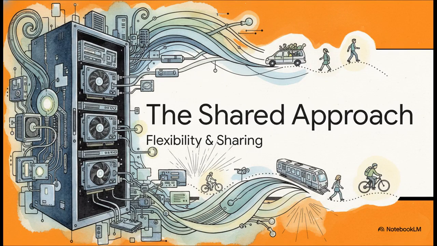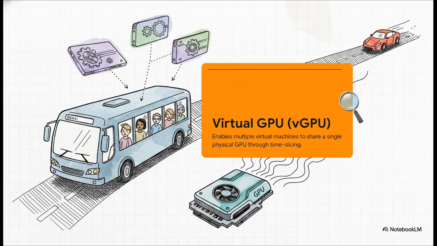Okay, but what if you don't need a dedicated sports car for every single person? What if your goal is to get a whole bunch of people where they need to go efficiently? Well, that brings us right to our next technology, virtual GPU or vGPU. vGPU flips the script completely. Instead of dedicating the hardware, it cleverly lets many virtual machines share a single physical GPU. The shuttle bus analogy is just perfect. Everybody gets a ride, the resource is used way more efficiently, and you can serve a much larger group of people, even if nobody gets that crazy dedicated speed.